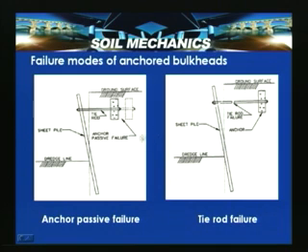The other type of failure mode for anchor bulkheads is basically anchor passive failure. That means that in this case the wall is subjected to these pressures, and this particular anchor got pulled out of its position. That is because this side has inadequate anchorage capacity, that is, passive failure has occurred, which has resulted in anchor passive failure.